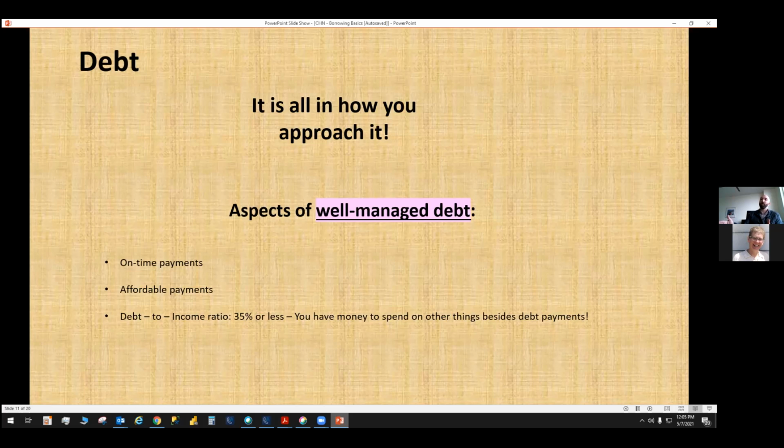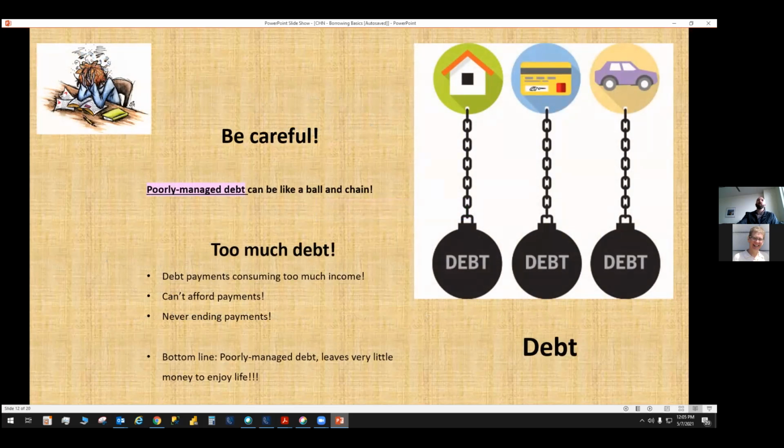So if you earned $1,000 a month, you should try to keep your loan payments at or below $350 a month in order to fit your budget. Those are aspects of well-managed debt, and well-managed debt increases your credit score, which we'll talk about here in a minute. But those are aspects of managing debt well.